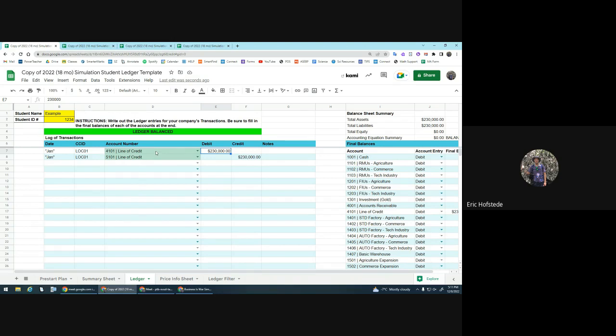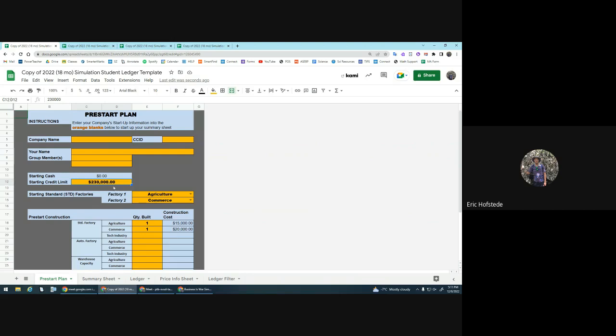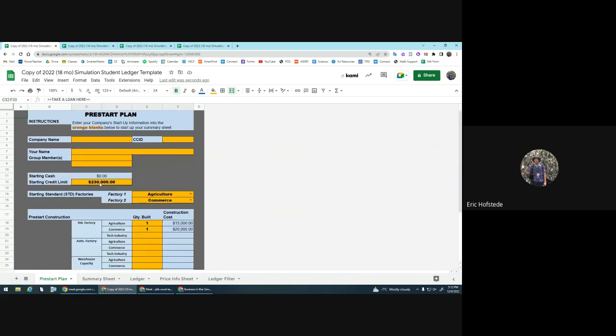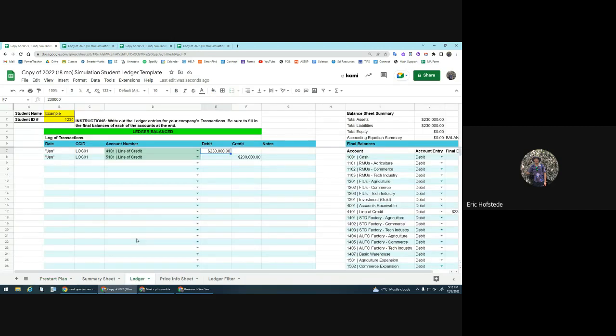So your line of credit is sort of like your credit score, how much the bank has approved for you and will trust you with. So you could now go and take out a $230,000 loan. And that's exactly what I would do. I'm going to go in and make sure to take out my loan here, enter the Google form, and take the full amount out. And there's a ledger entry for that as well.